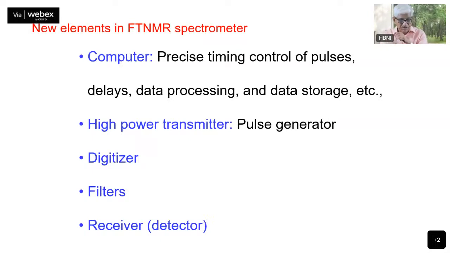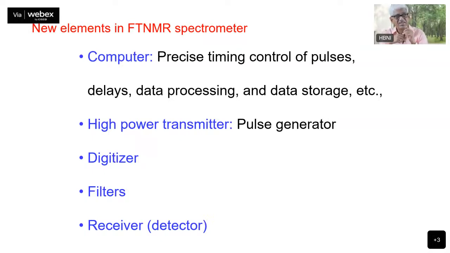Then you have things like high power transmitters. You need to have very high power transmitters to do a pulse generator, the pulse programs. So you need a high power transmitter. In the earlier cases, there used to be very, very low power transmitters. In the CW spectrometers, the power was very, very low. Here you need very high power transmitters because you apply a pulse. The pulse requires very high power. And that is why you need to have high power transmitter and the pulse generator.